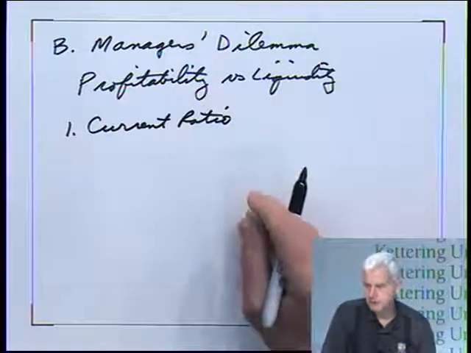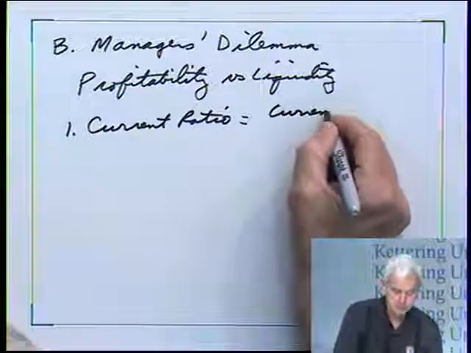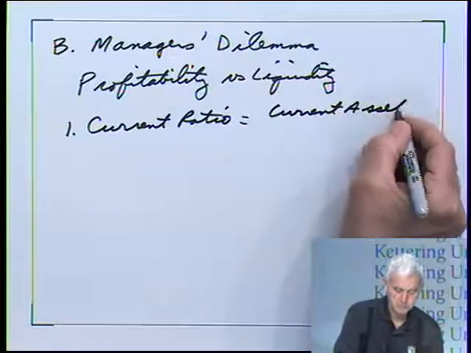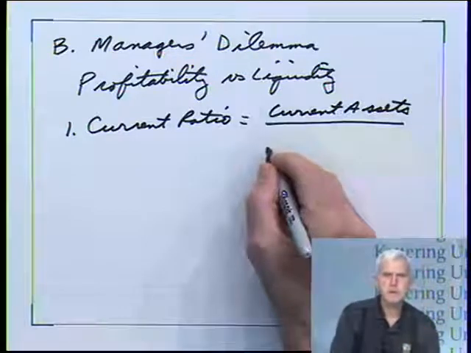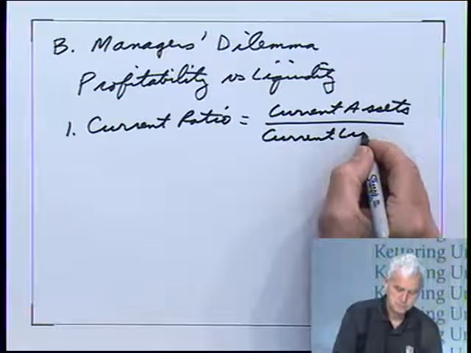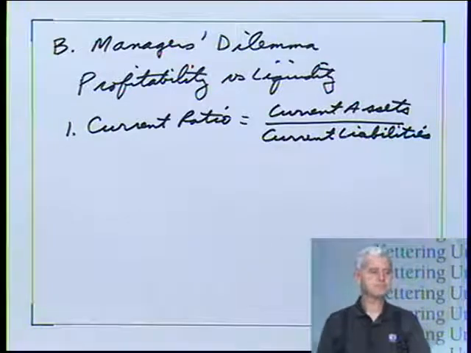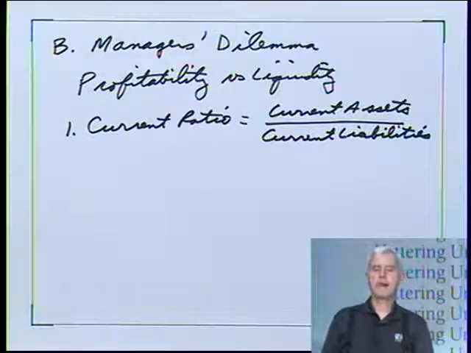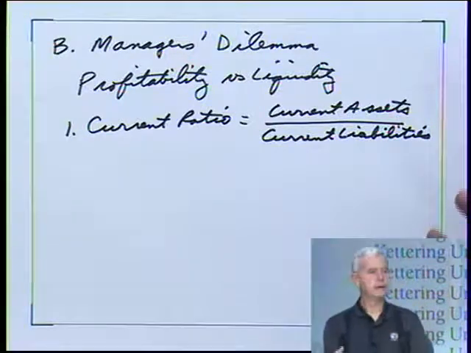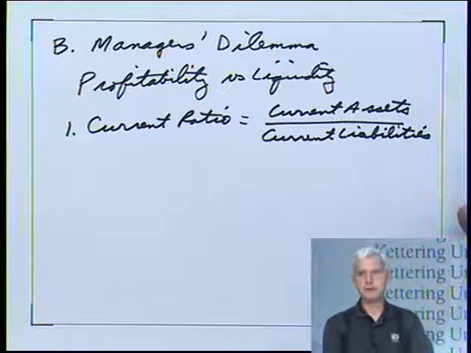We're going to do a variation of this next week, but for this week, we're going to call this the current ratio, and it's the ratio of current assets to current liabilities. It's real simple. Current assets are the assets we can turn into cash fairly quickly, and current liabilities are the bills that we're going to have to pay fairly quickly.